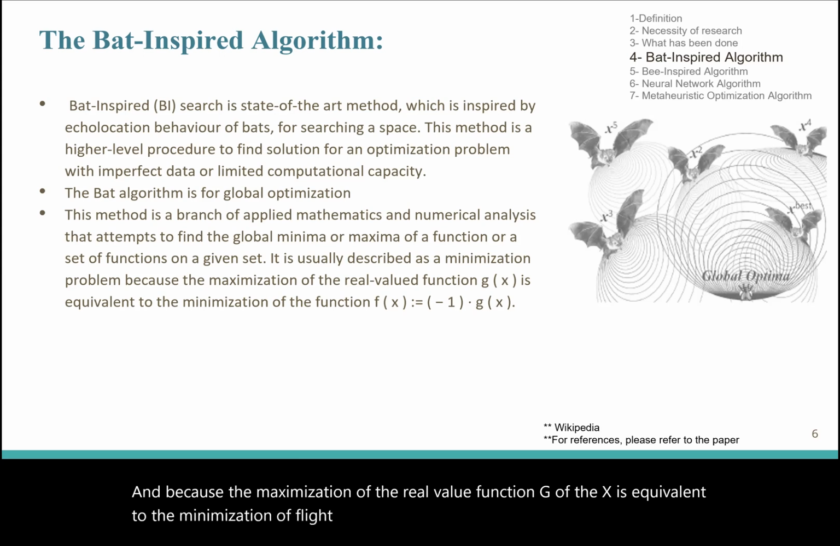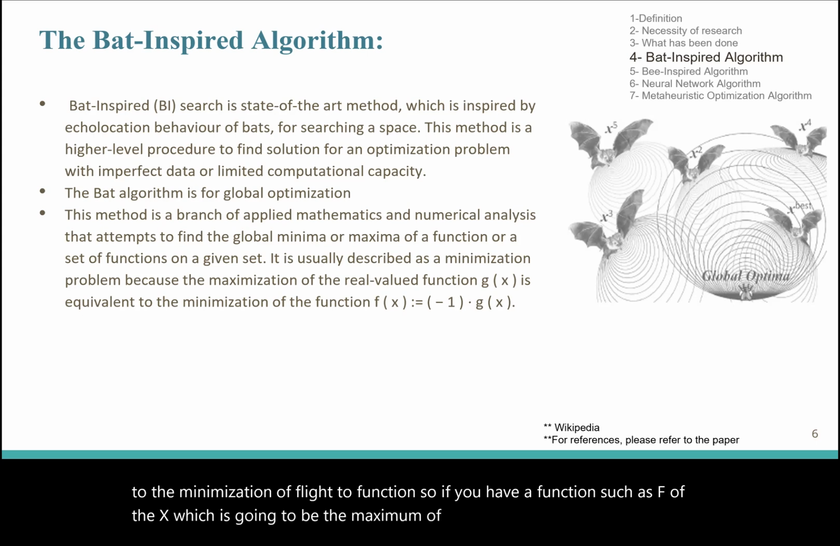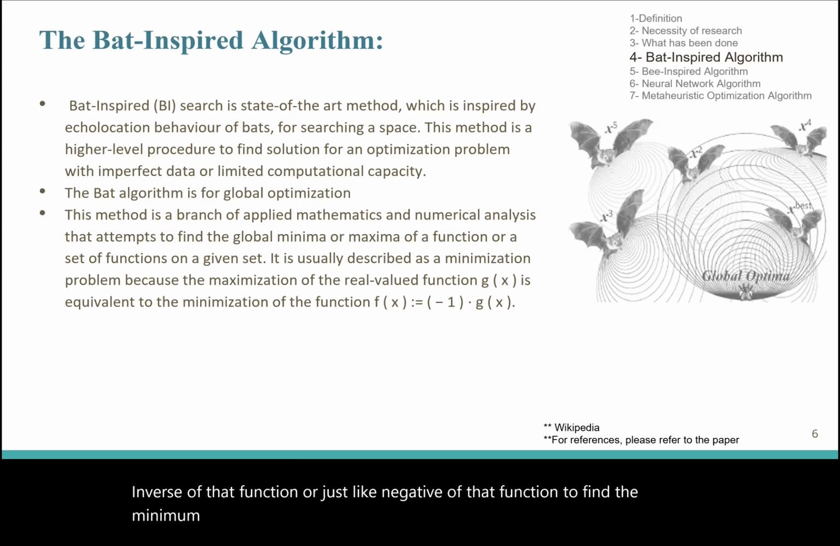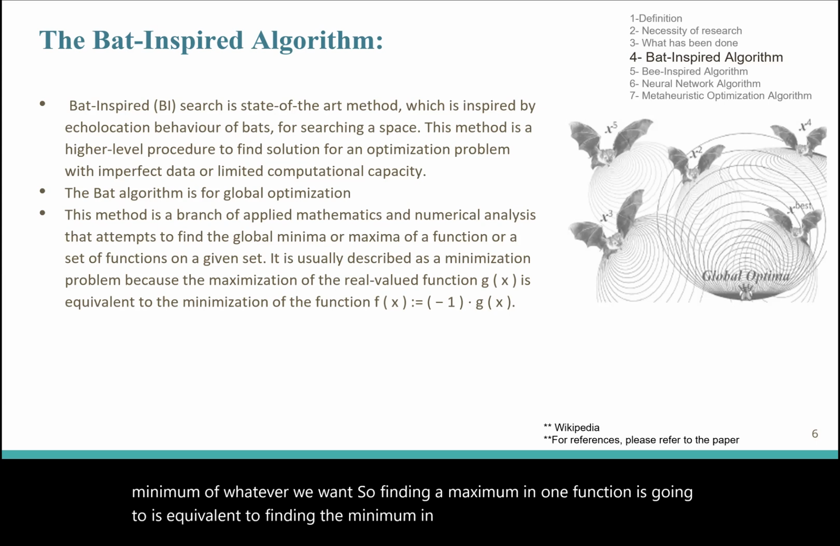So if you have a function such as f of x, which is going to be the maximum of some function, we can define g of x as the inverse of that function, or just the negative of that function, to find the minimum of whatever we want. So finding a maximum in one function is equivalent to finding a minimum in another function if we can define the function in that way.